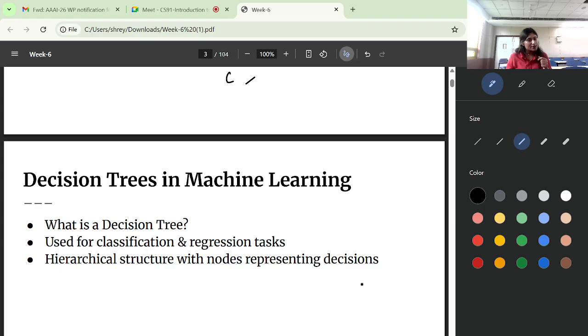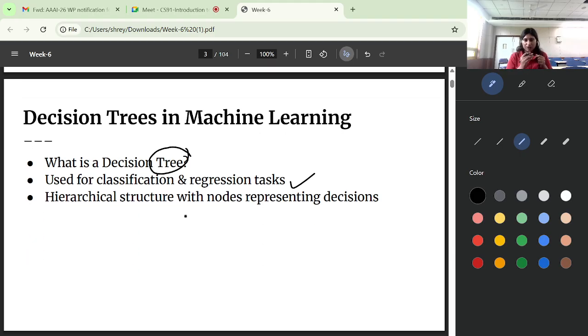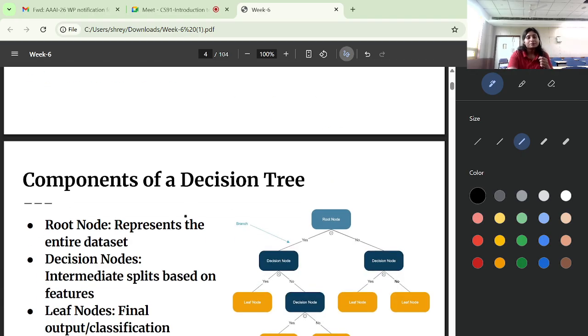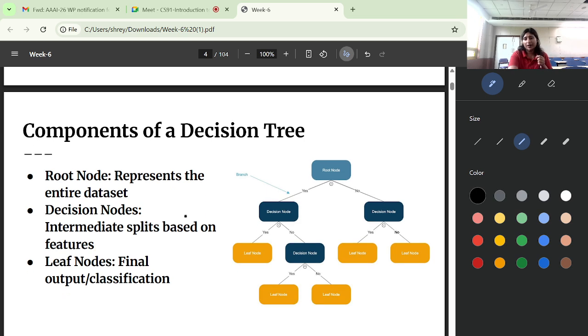So what is a decision tree? It is used for both classification and regression tasks, and obviously the term here is tree. A tree is some hierarchical structure which can be represented as nodes, and those nodes represent some decisions. So this tree-like architecture helps you to take some decision, that's why it is called a decision tree. Okay, so you can see a decision tree here.